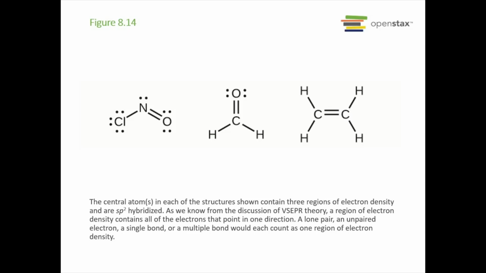These are some other examples of sp2 hybridized structures, where the central atom is sp2. We're talking about electron density, so lone pairs still count. So all these structures here, including each of these carbons, are sp2. This one is sp2. All of these central atoms are sp2.